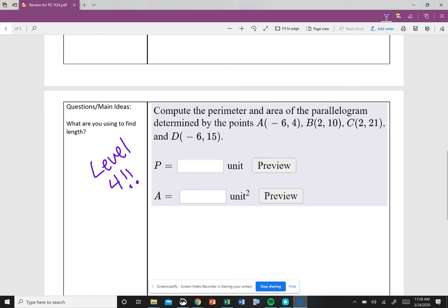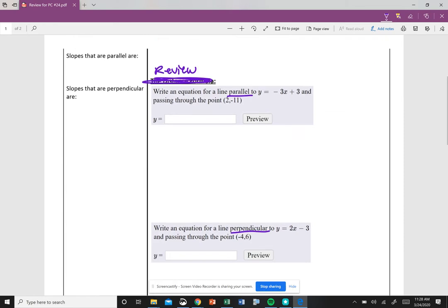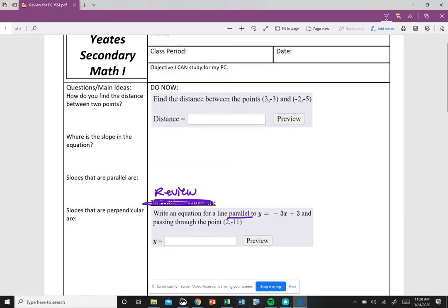I'm going to go over it, but this is finding the perimeter and area of a parallelogram, and it gives you 4 points, and I will help you guys with that, all right? I'm hoping to help you out the best I can. We'll see how that goes. All right, so I'm going to start with this.